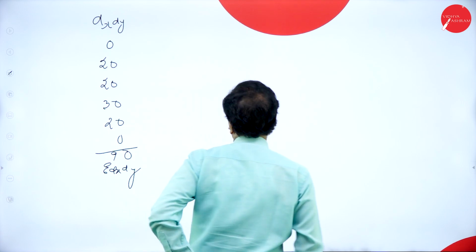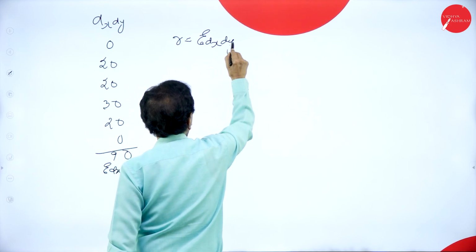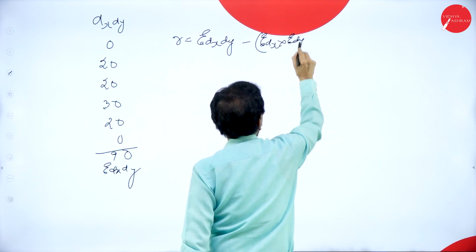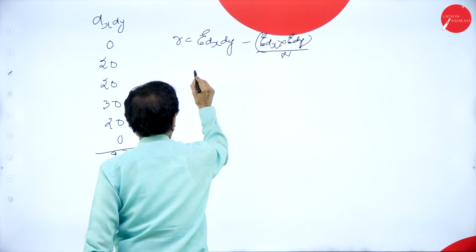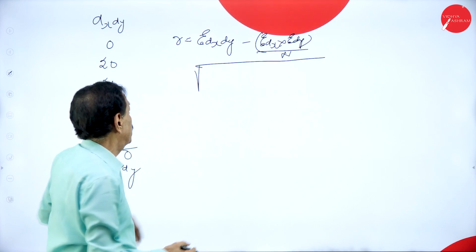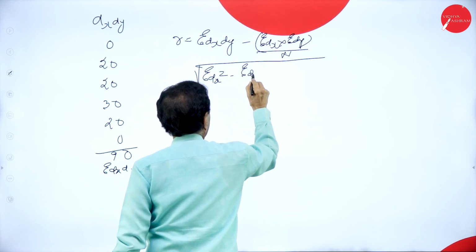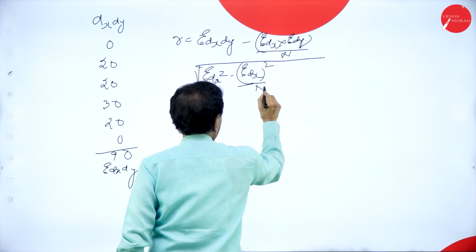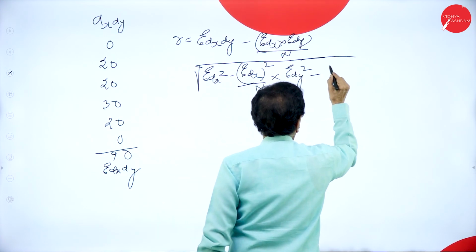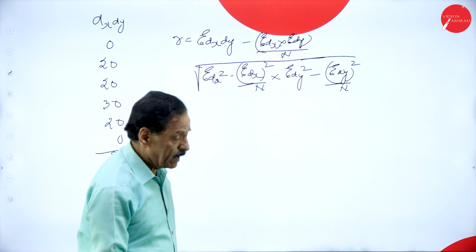Now slowly apply the formula. r is equal to sigma dx dy minus sigma dx sigma dy divided by n, divided by root of sigma dx square minus sigma dx whole square divided by n, into sigma dy square minus sigma dy whole square divided by n. Slowly we can apply now.